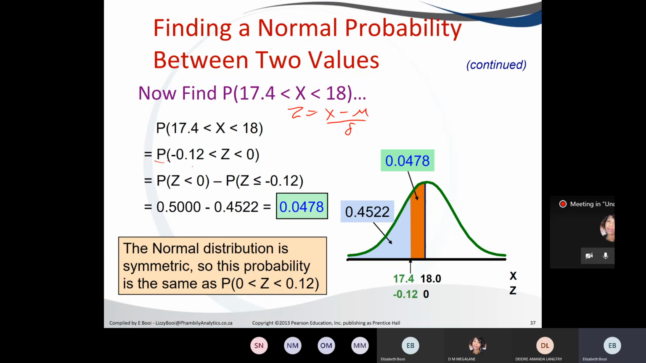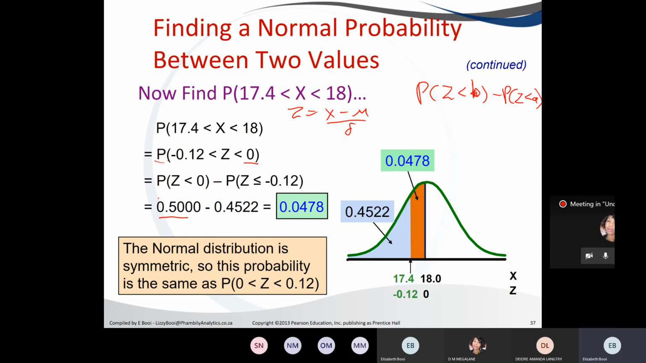So we take this and we write it as the probability of Z less than B minus the probability that Z less than A. Remember that? We write it in that manner. So we take 0 first, so the probability of Z less than 0, and we do the probability of Z less than 0.12. We go to the table. For Z less than 0, we find that it's 0.50.